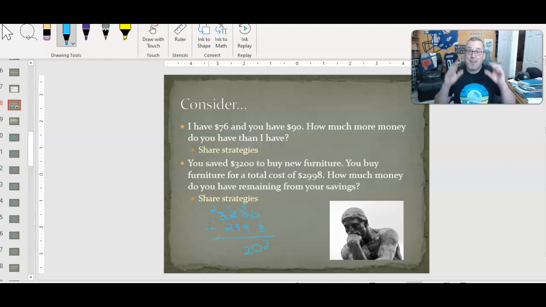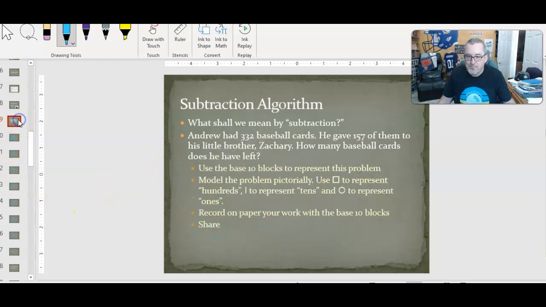So I share this because, first of all, strategies. Are we comparing or are we taking away? Second of all, how are you going to engage in that subtraction? Okay, certainly you can use a calculator. Certainly you can ask Siri. You can do all those things too. But if you're going to think this one through, you might think in different ways, and counting on might be a good strategy.